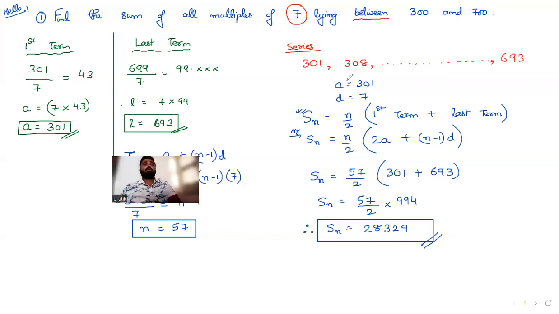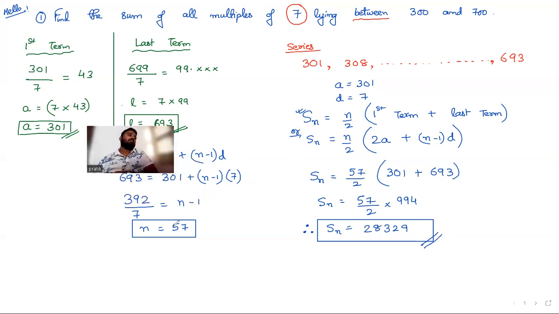So I've written the series also, which is definitely required most of the times. They can ask you, now that you have 57 terms, what is T15. So T15 is nothing but the 15th term. You'll have to find it out. Like here, the 57th term is 693, first term is 301, second term is 308. So this type of question, where you have to find the sum of all the multiples of 7 lying between 300 and 700, is important. Do not consider 300 and 700 as multiples, even though they are, because you have to find the numbers that are in between them.